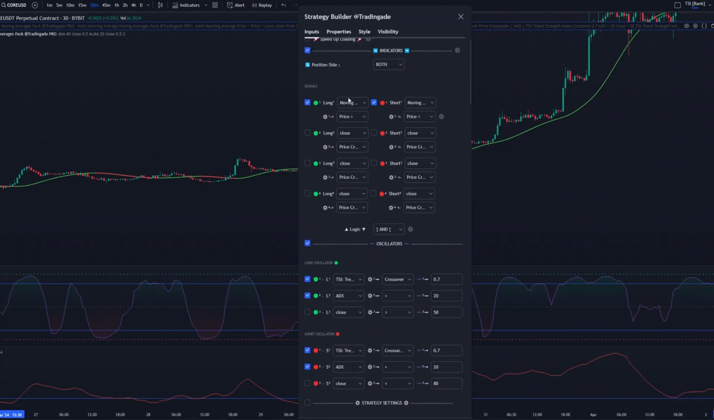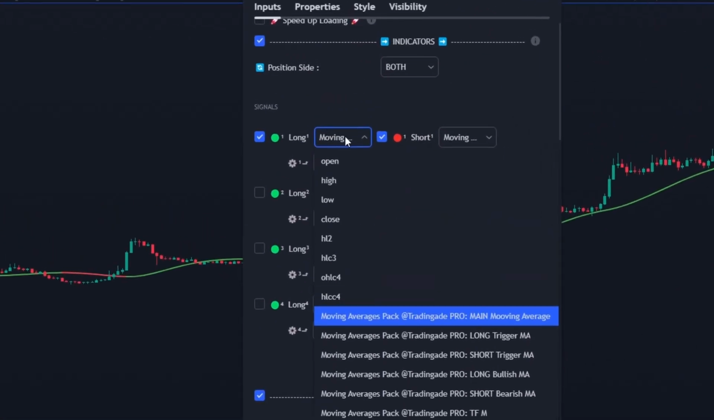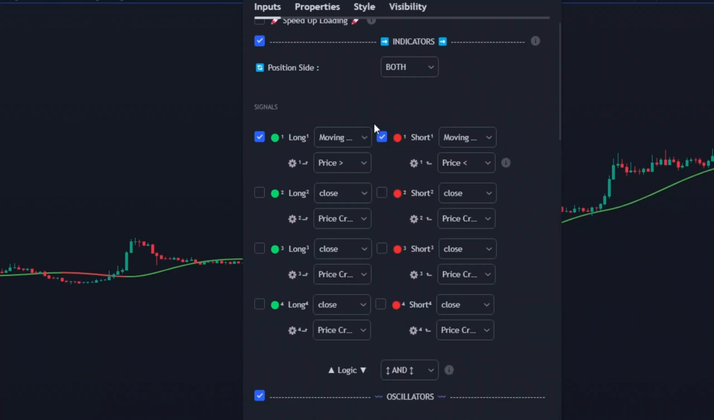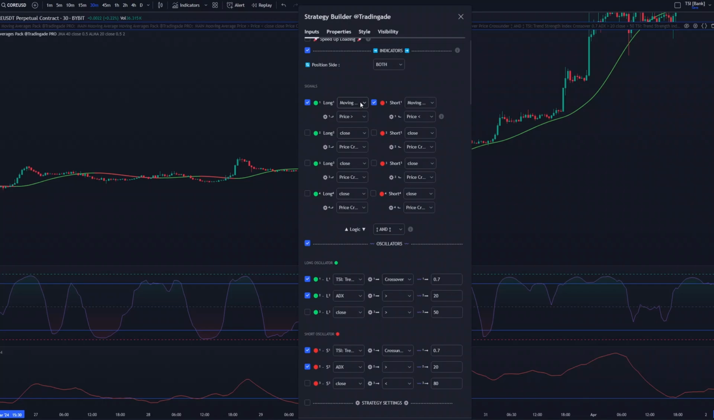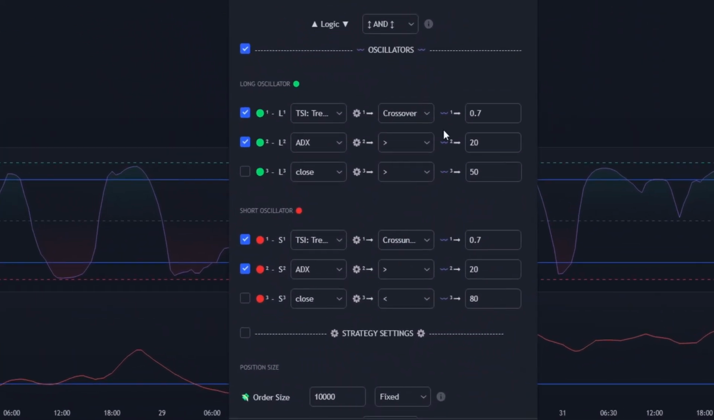Then we can set a trend confirmation based on the moving average. We're gonna set here the main moving average, both for long and short positions, and we want the price to be above the moving average for long positions, whereas for short positions we want the price to be below the moving average.